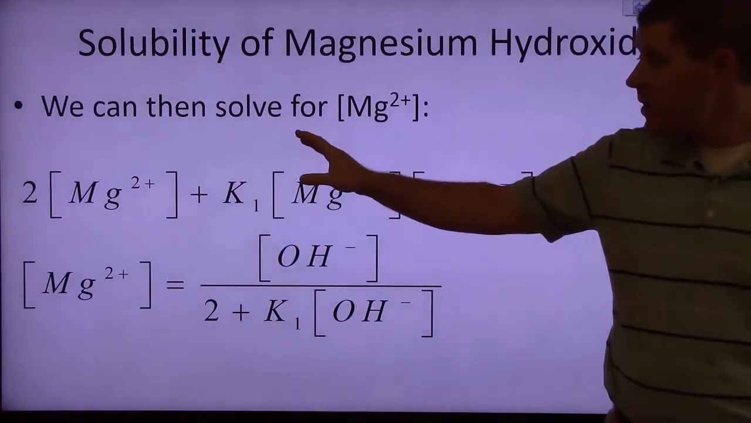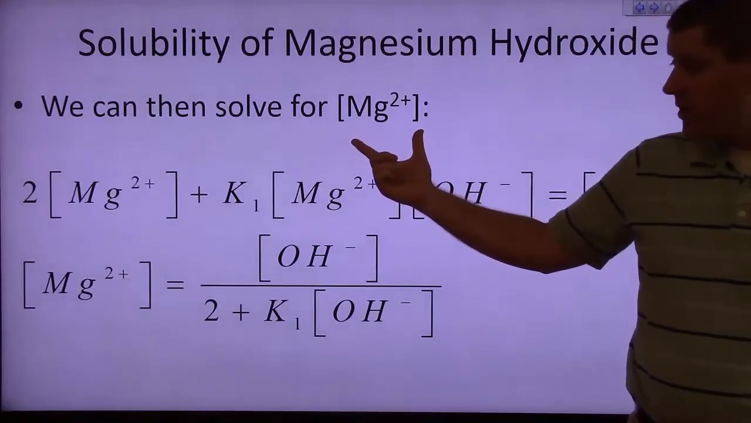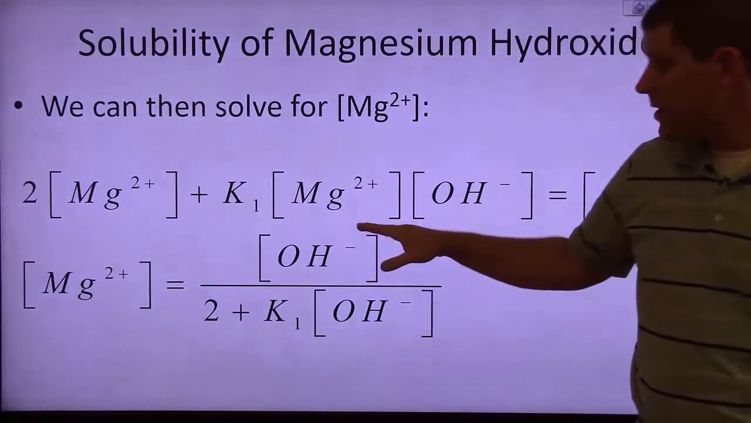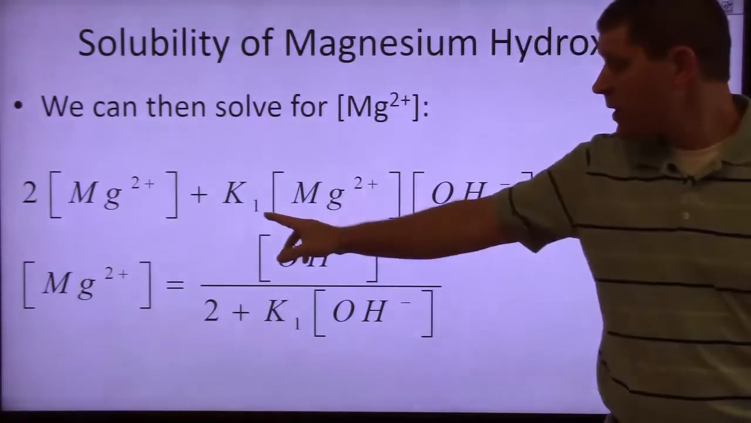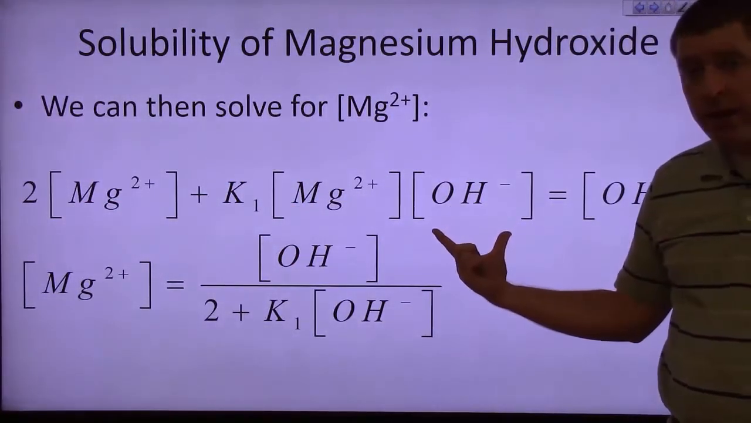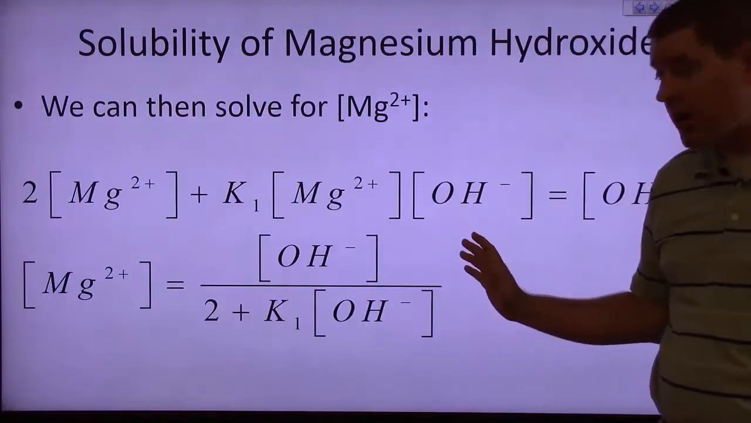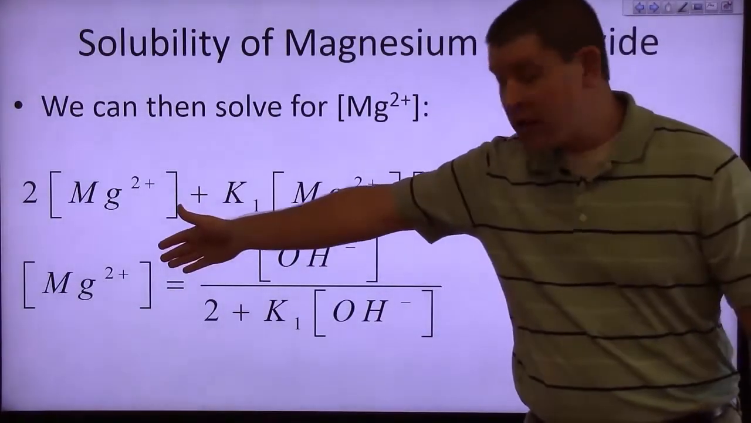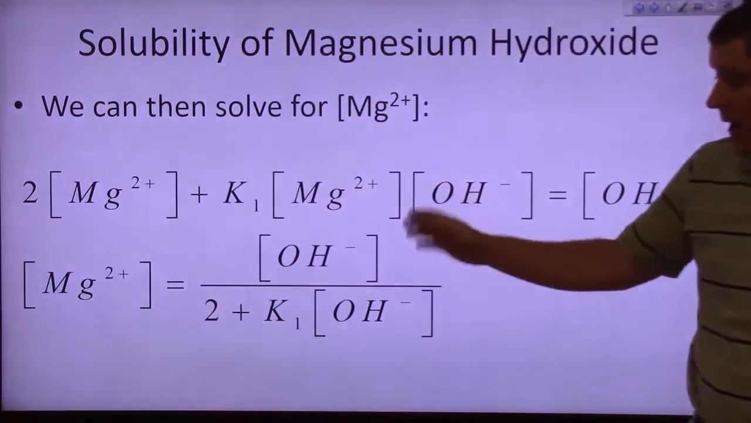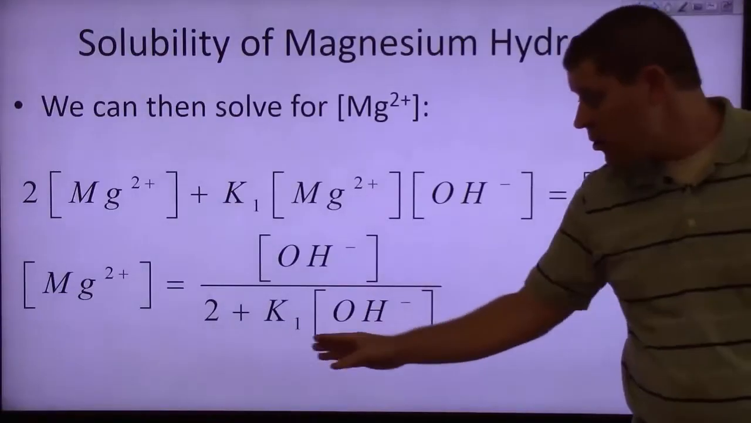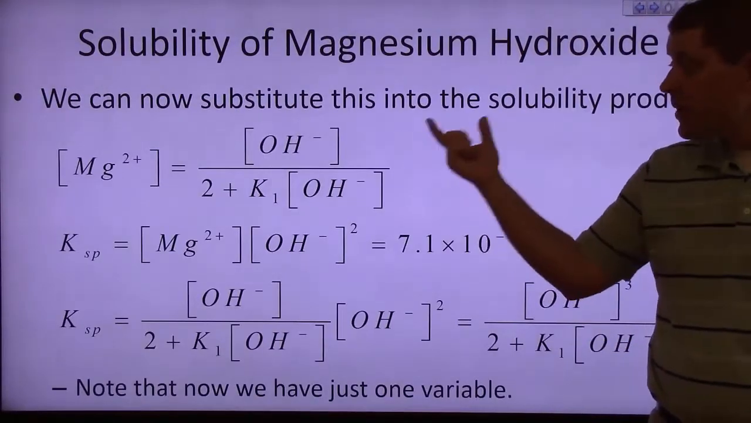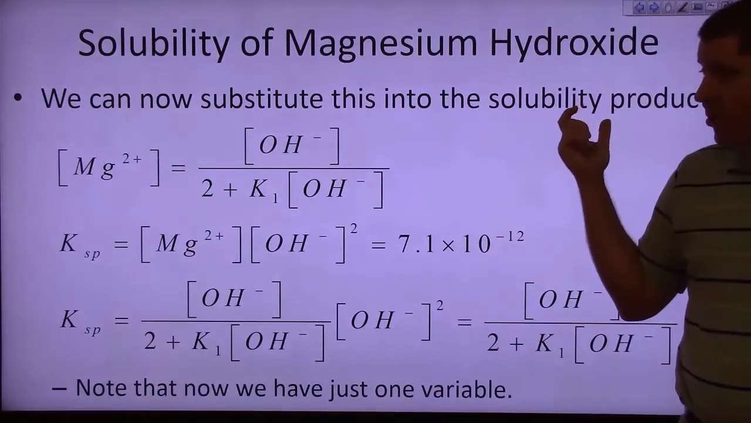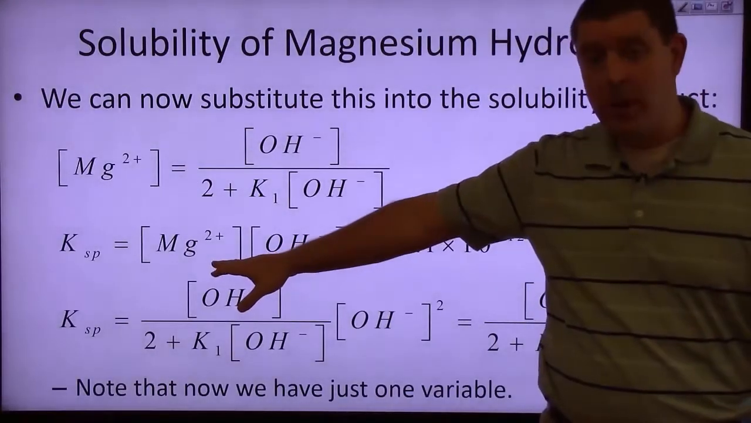So we can now solve this for the magnesium ion concentration. If we factor out the magnesium ion concentration from the left side, we're then left with 2 plus K1 times the hydroxide ion concentration. And if we then divide both sides by that, we're left with the magnesium ion concentration is equal to the hydroxide ion concentration divided by 2 plus K1 times the hydroxide ion concentration. And we can now substitute this value into the solubility product for the magnesium ion concentration.